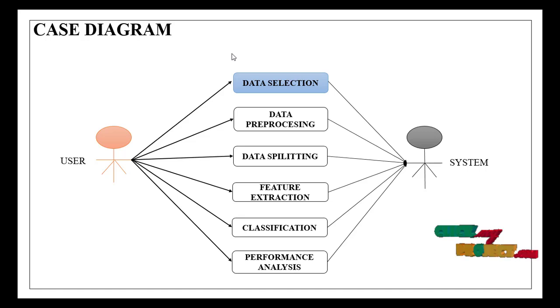This is the use case diagram. From the user, the first step is to select the data, pre-process it, split it and extract the features, then classification and performance analysis.